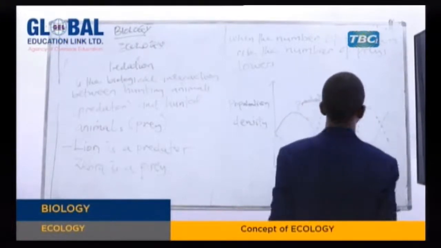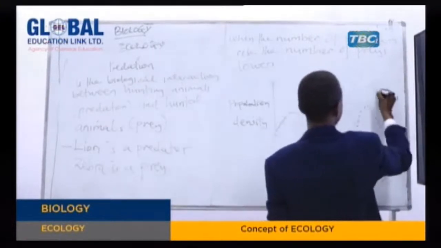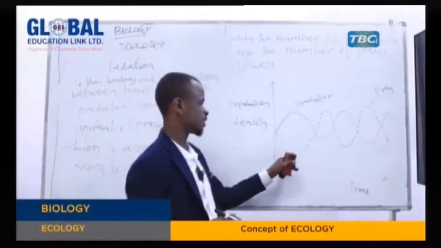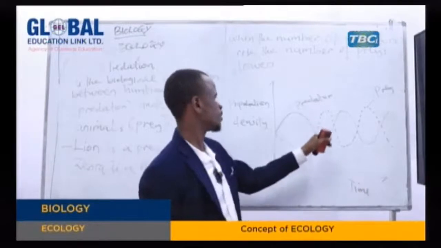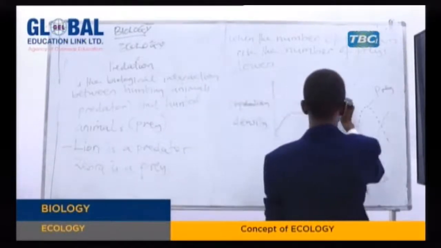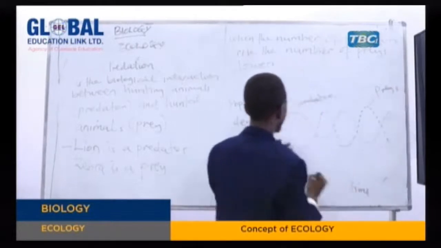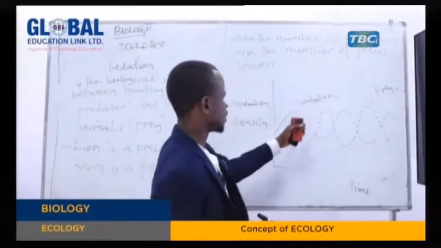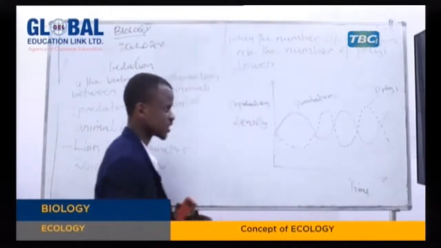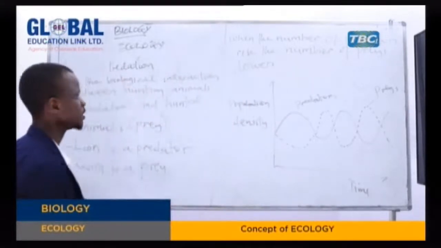Therefore, it is like a wave. Let's say this is a prey. When the predator rises, prey lowered. When the predator is low, the number of prey is high. Therefore, these are predators, these are prey. When the predator increases in number, the number of prey decreases. That is the interaction between the prey and the predator.